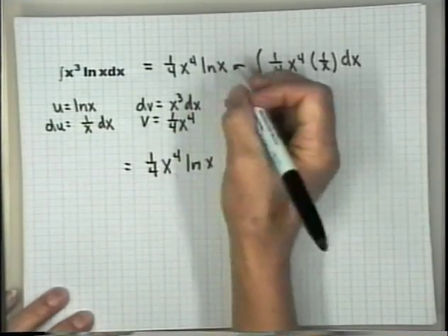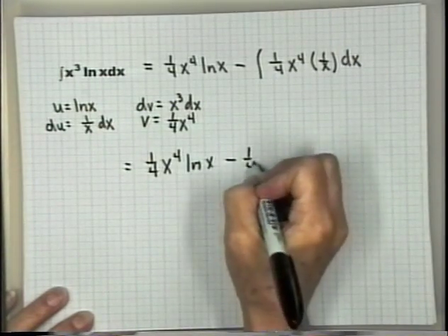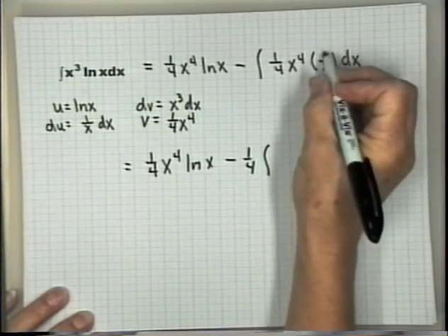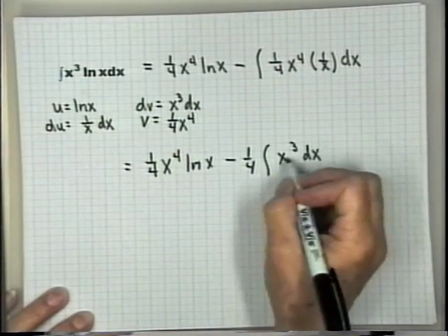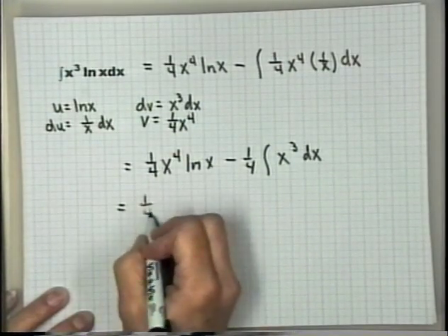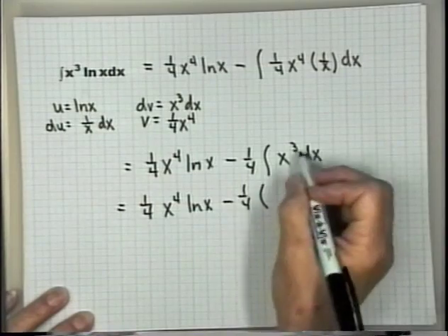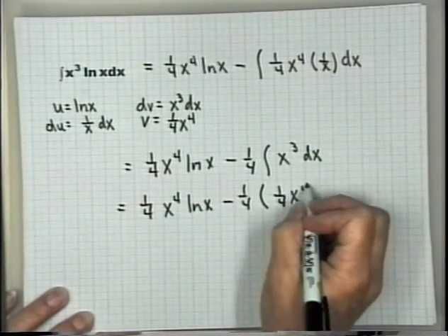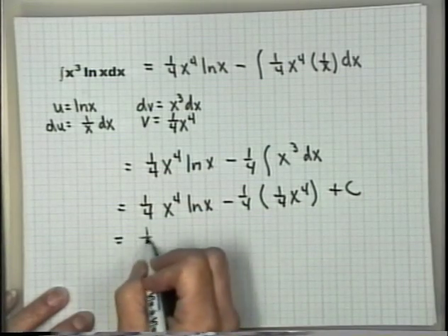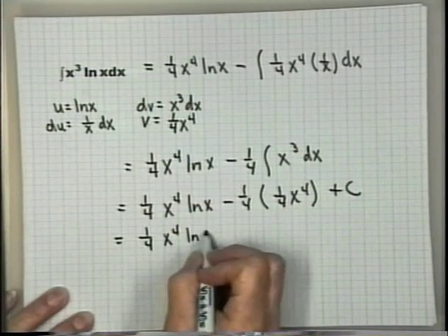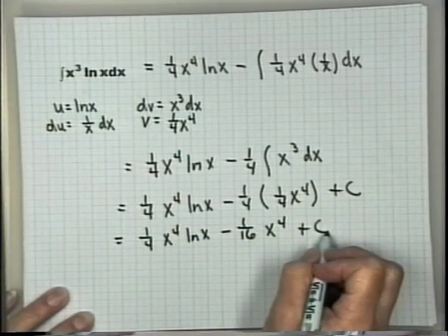Let me rewrite this first part: 1/4 x to the 4th log x. I'm going to pull the 1/4 in front. x to the 4th times 1 over x would give me x cubed, wouldn't it? That's just a simple power of x, so I can find the antiderivative right there. I'm going to bring down this minus 1/4. The antiderivative of x cubed is 1/4 x to the 4th. Finally finished, so I can put on my plus c. This is going to go to minus 1/16 x to the 4th when I simplify.